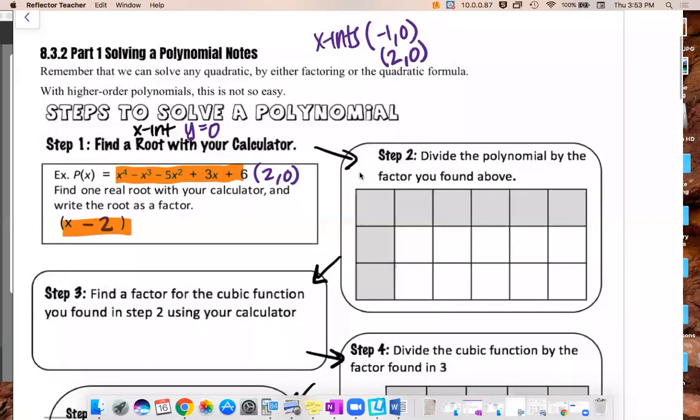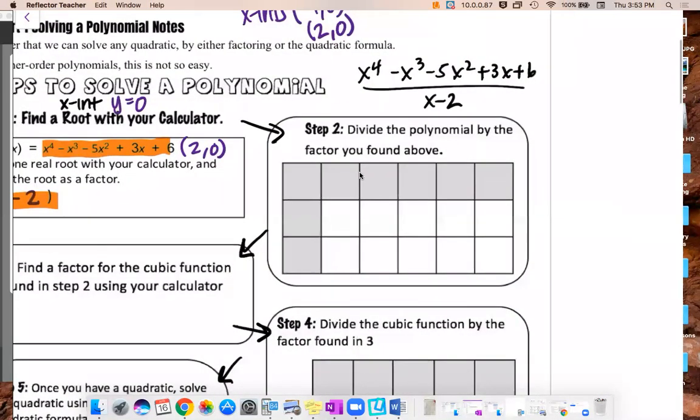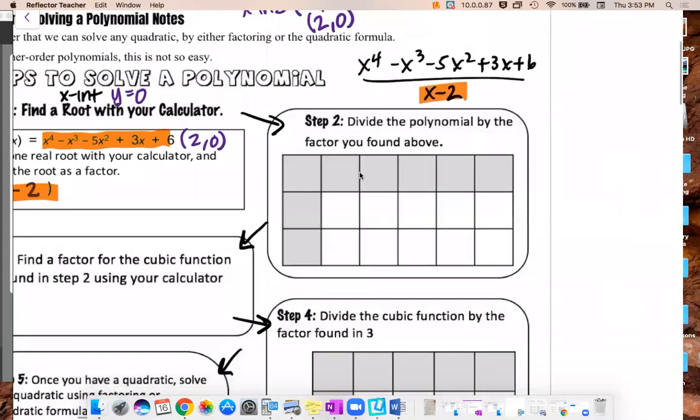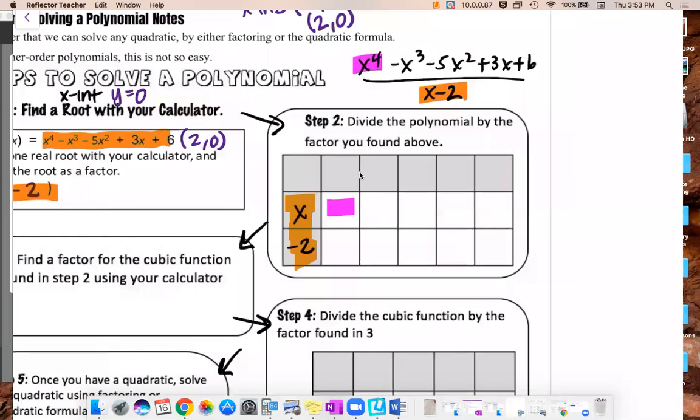Okay, so in step number 2 over here, I'm technically taking this original polynomial and I am dividing by the x minus 2. So let's remember how to do this. The first thing we do is we put what we're dividing by in the boxes on the side over here. So this becomes x minus 2. And then I put my highest degree in this box right here. So this becomes x to the 4th.